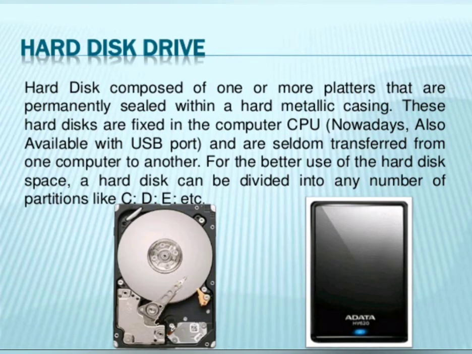Hard disk drive. A hard disk drive is composed of one or more platters that are permanently sealed with a hard metallic casing. These hard disks are fixed in the computer CPU and are seldom transferred from one computer to another. For better use of the hard disk, it is divided into partitions like C drive, D drive, and E drive, etc.